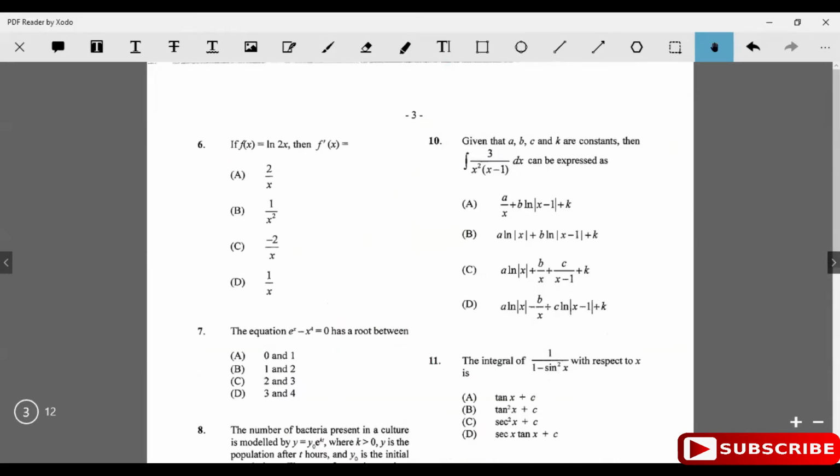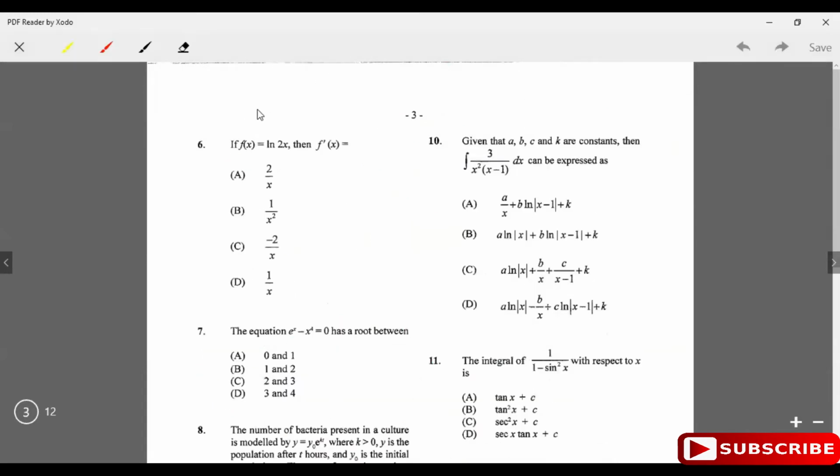All right. Question 6 gives us f of x is equal to ln 2x, and you want to find f prime. So they just want you to differentiate it. Easy question. The derivative is just equal to 2 over 2x, and 2 over 2x is just 1 over x. Easy question.